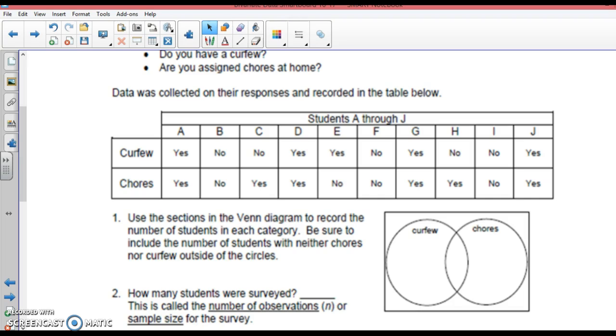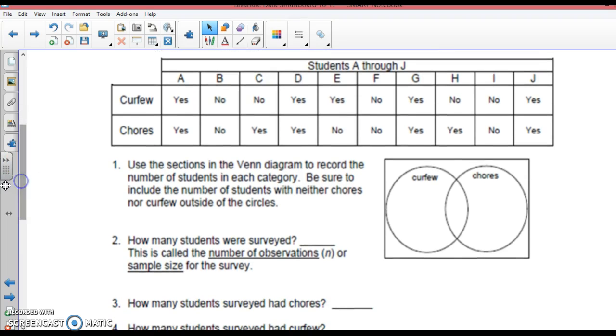Now, we are going to use the sections of the Venn diagram to record the number of students in each category. Be sure to include the number of students with neither chores nor curfew outside the circle.